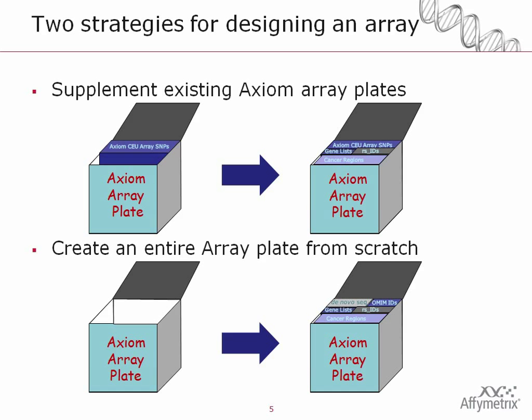When designing a myDesign array, there are actually two different strategies that one can take from the beginning. The first is you can choose to supplement an existing Axiom array plate. In this example, you can see that there's the Axiom CEU array, so you would already start with all the SNPs that are on that array, and then you can just choose to add your custom content on that. Depending on the array that you're starting with, it will determine how much space is available for your custom content. The second approach is to create an entirely new array plate from scratch. All the SNPs you want, you pick from the very beginning, and you define your own choices.